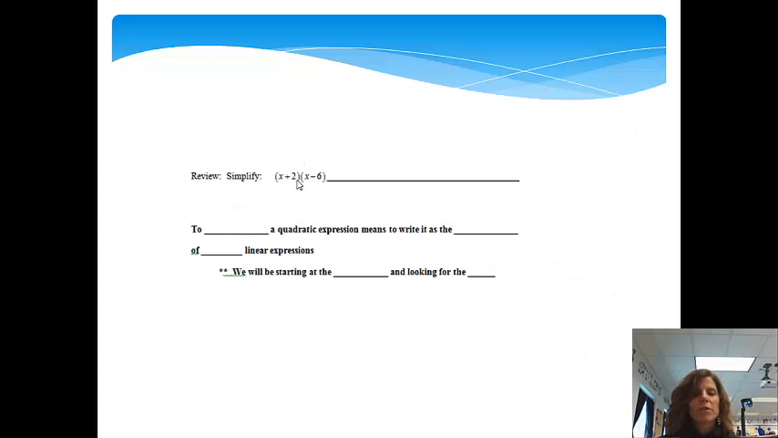Alright, we're first of all going to do just a review problem. This first problem says to simplify, and if you'll remember from this one, we are actually going to multiply these two binomials together, and I will do it both methods if you'd like to. When I do that, if I distribute the x, I'll get x squared minus 6x. And then if I distribute the 2, I'll get positive 2x minus 12. And then if I combine my terms, I'll end up getting x squared minus 4x minus 12.